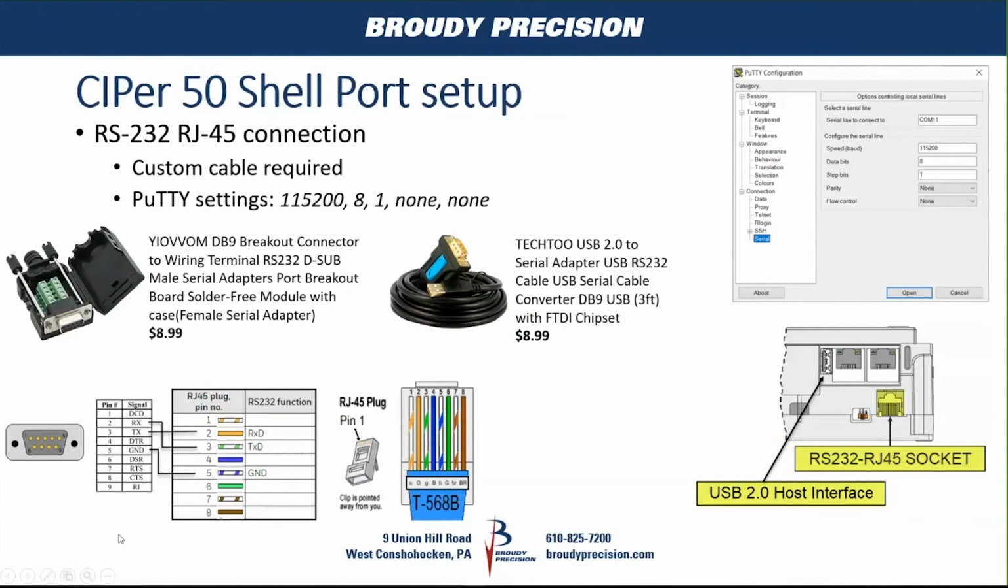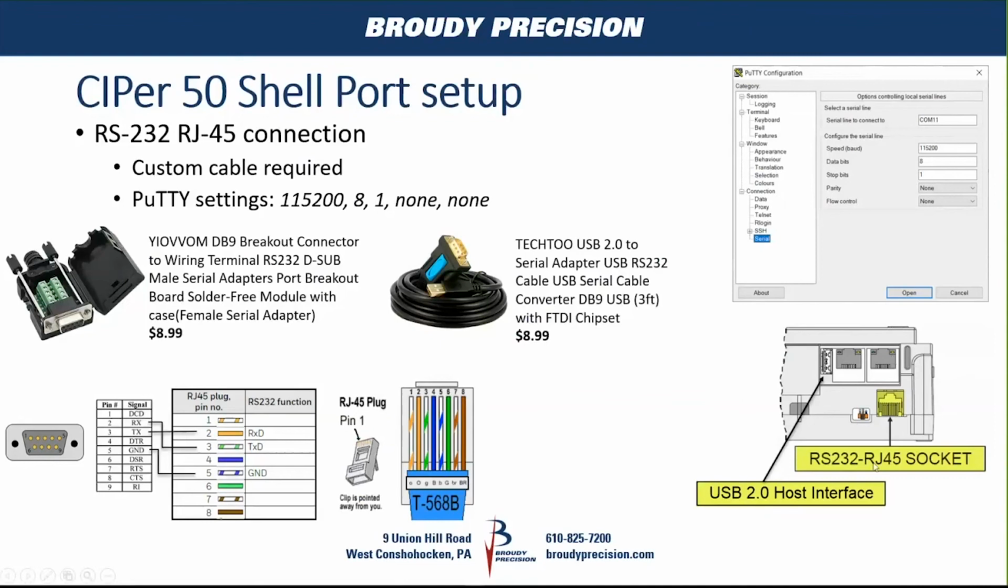So you're going to go USB to RS-232, and this adapter actually works out really well. I got mine on Amazon. It's got a terminal strip built into it, so it's real easy to put together and allows access to the shell mode, or the COM port, on the CIPer 50.